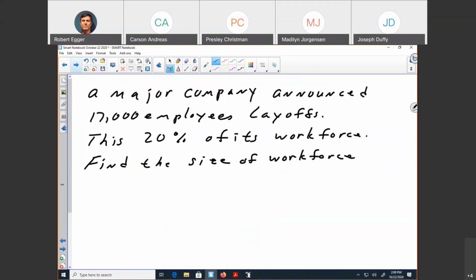Workforce prior to layoff. Okay. So basically we have two numbers here. We have 17,000 and 20%.